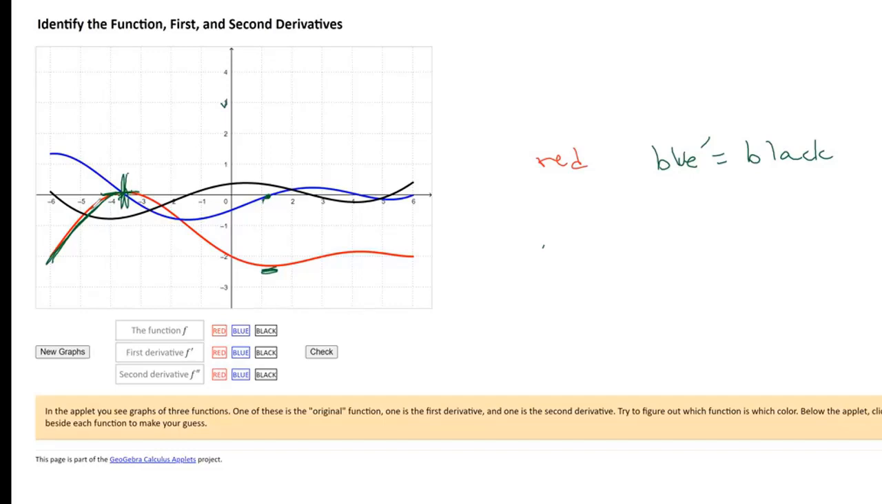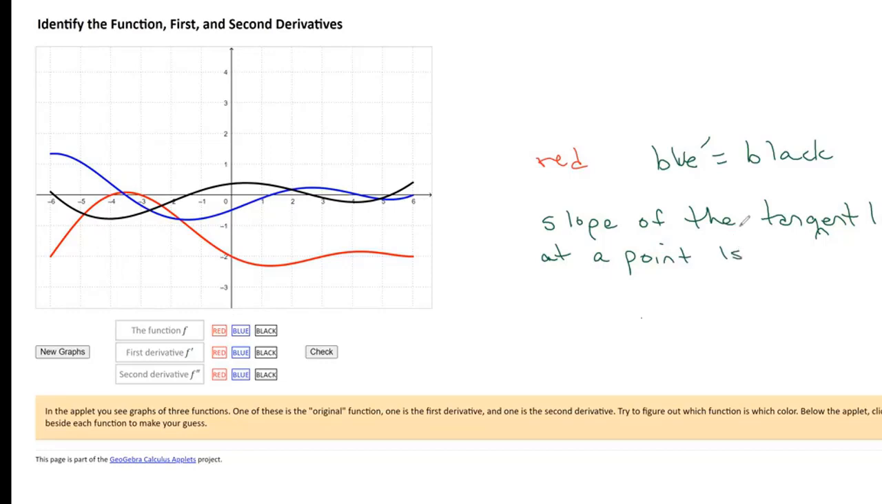We're not talking about the slope of both. The slope of the tangent line at a point is the derivative.